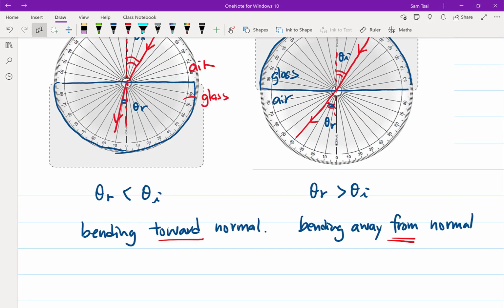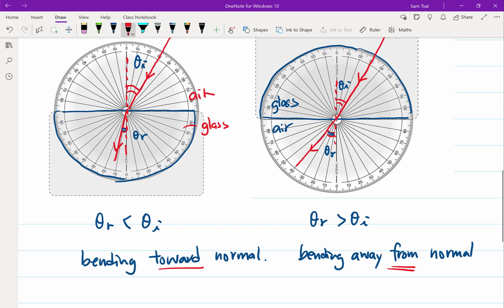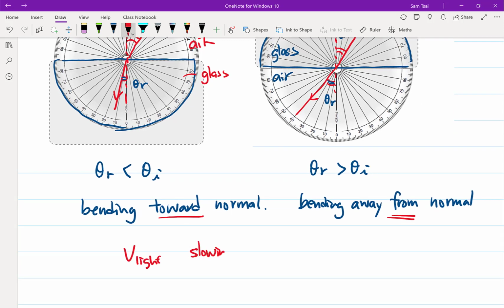Why does this happen? We need to know this in Year 12. You need to know because the speed of light is slowing down from air to glass. They slow down, and then of course from glass to air, the speed of light increases, speeds up. This slowing down is what causes the direction of light to change.